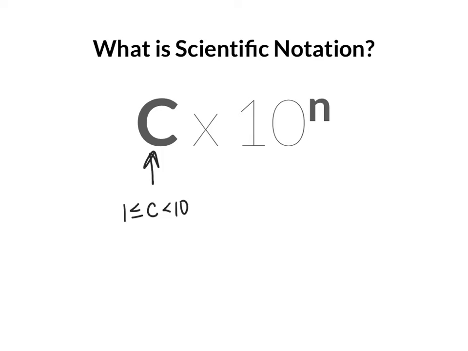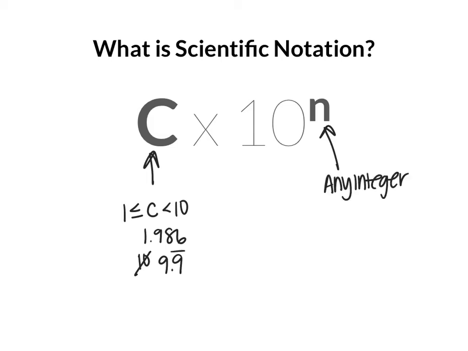First, we start with a number that's between 1 and 10. Now that number can be 1, but that number can't be 10 because 10 has 2 digits. So it could be 1.9, it could be 1.986, it could even be 9.9 repeating, but it cannot get all the way up to 10. Then we multiply that by 10 to some power, and the power has to be in the form of an integer. So it could be positive integers or whole numbers like 2, 10, 23 even, or it could be a negative integer like -2 or -10.